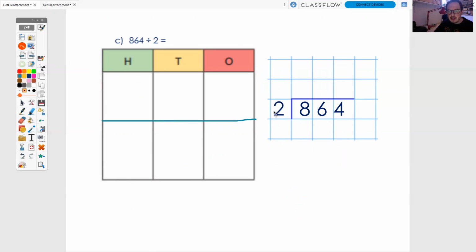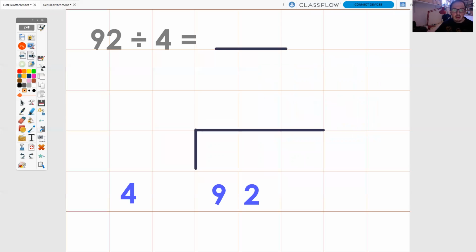And you do 2 in, how many lots of 2 go into 8? How many lots of 2 go into 6? How many lots of 2 go into 4? All right. Pause there if you need to. Otherwise, let's just show you a little bit more.